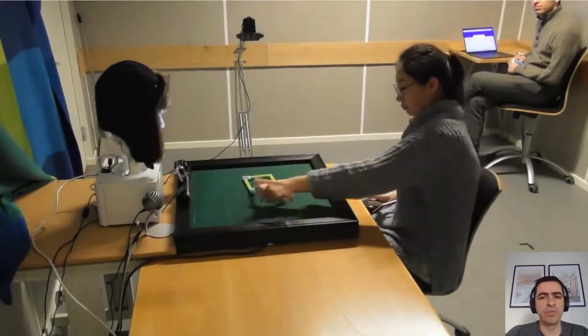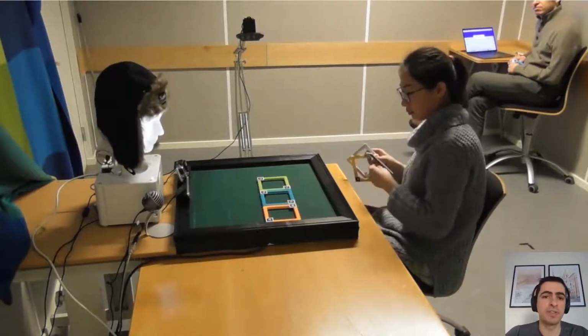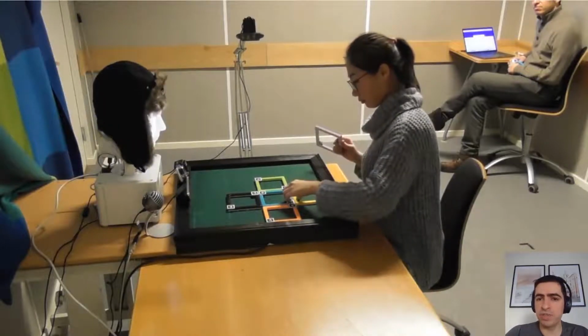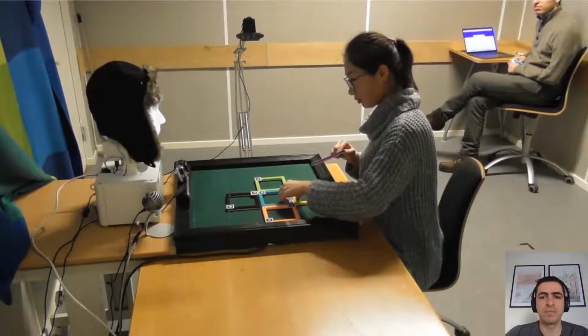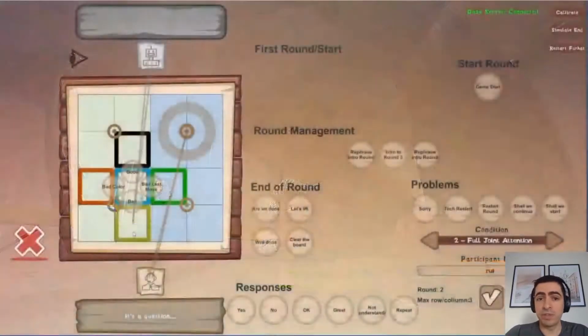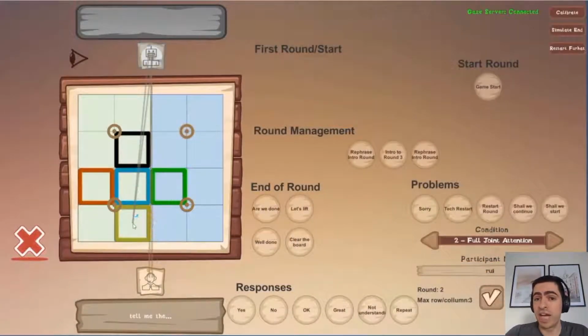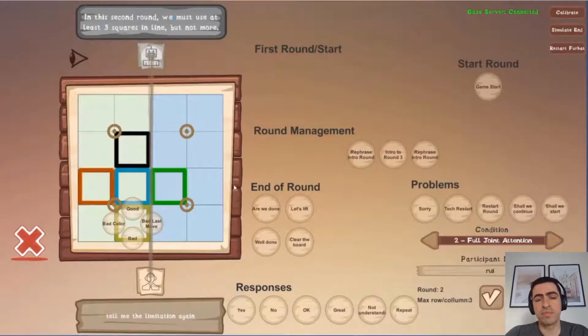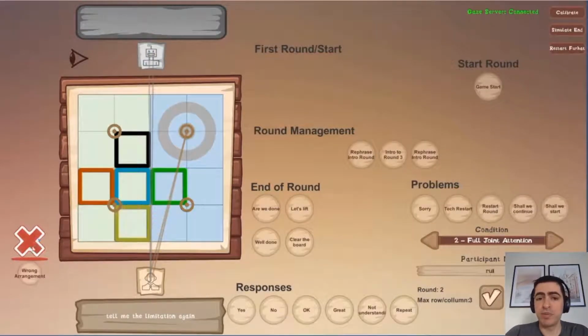To study our gaze model, we created a task where a robot can collaborate with participants. The participant's goal in the task is to visualize a 3D cube structure and reconstruct it in 2D. A semi-autonomous wizard interface is used to control the robot's high-level behaviors. In this second round, we must use at least 3 squares in line, but not more. Participants have to complete 3 rounds with increasing difficulty.